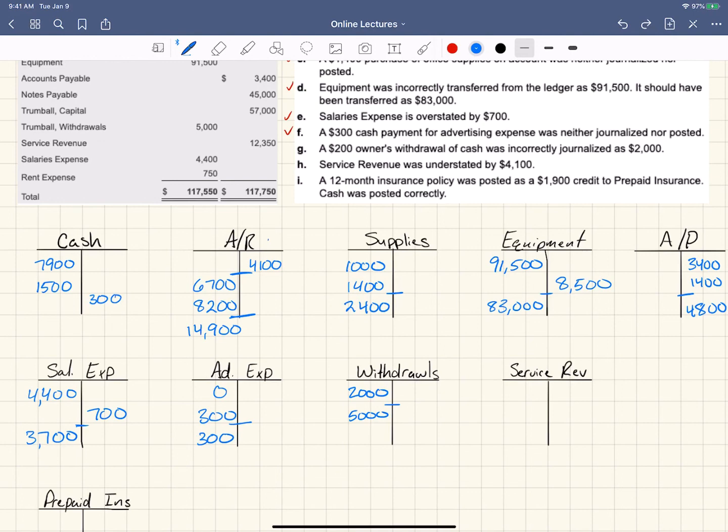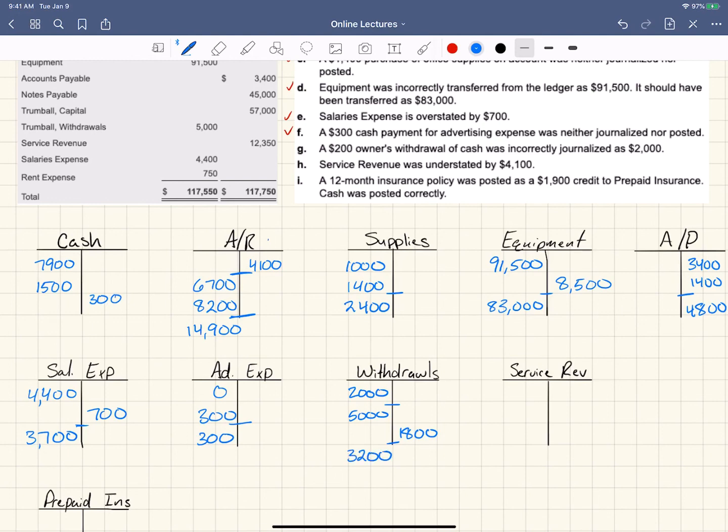Now what it's saying is that it was actually only supposed to be 200, right? So part of this is right, but it's too high. It should have only been 1,800. So to get it back down, we need to lower this 200 by 1,800. So we do that with a debit over here to 1,800. 5,000 minus 1,800 is 3,200.